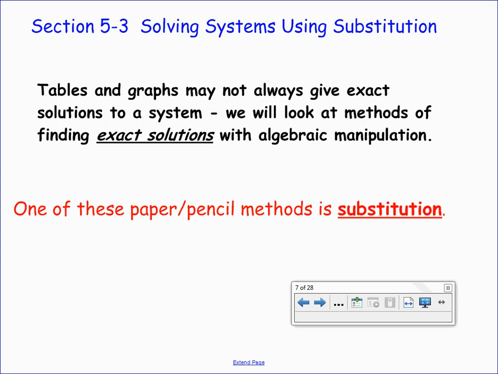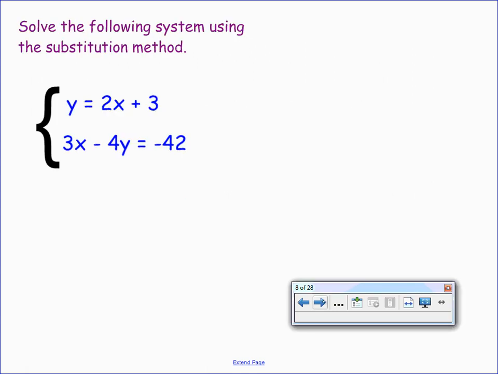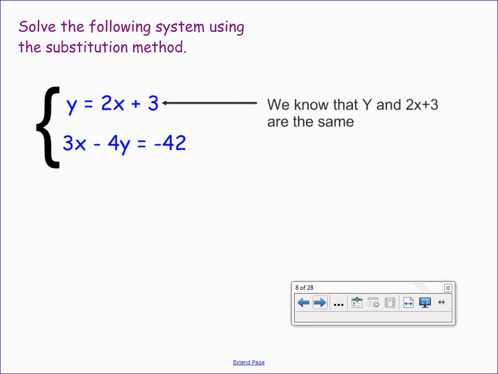We'll look at methods of finding exact solutions with algebraic manipulation. So one of these pencil and paper methods is called substitution. The substitution method works like this. We want one of the equations to be solved for one of the variables, and sometimes we'll have to rearrange it to make it so. Sometimes we're already given one of the equations solved.